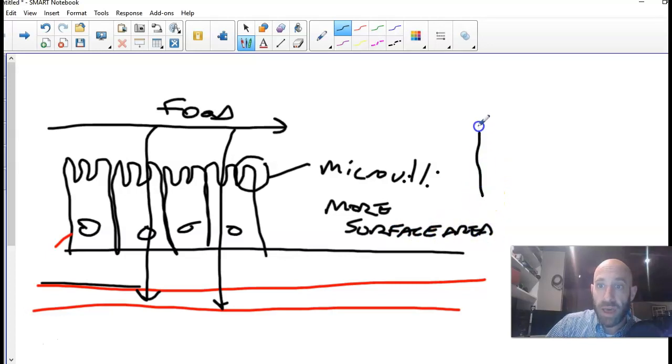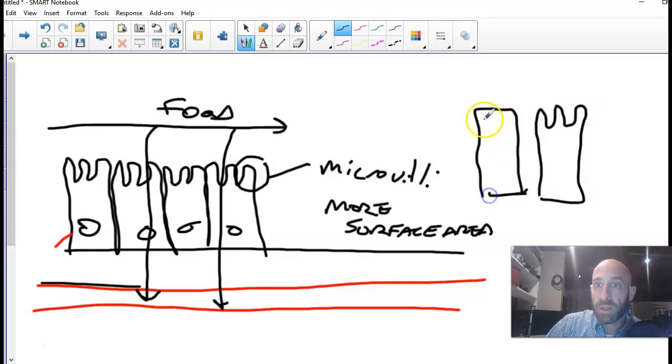So for example, if I have a cell that looks like this, and I have a cell that looks like this, they're the same size, right? Roughly, but the difference is this has this much surface area there. This one has all this extra surface area. So that just allows for extra absorption. So that is one thing that makes simple columnar special.